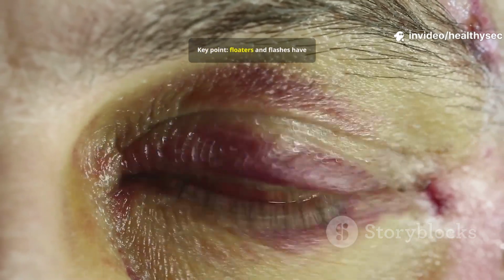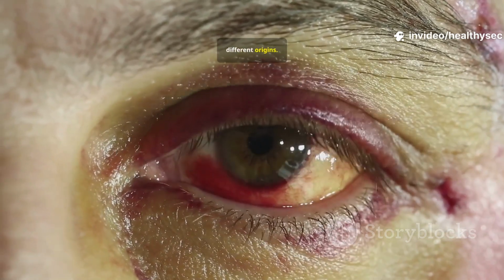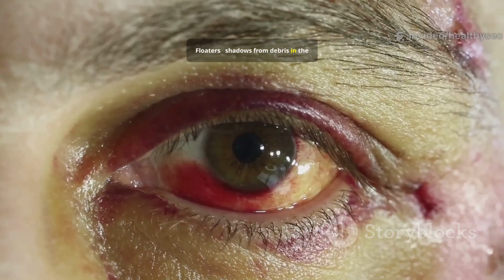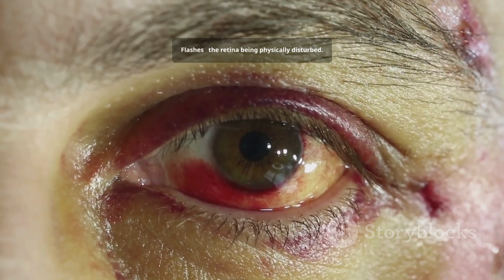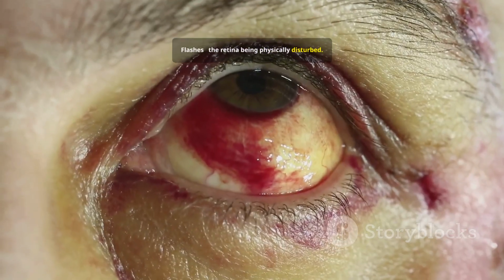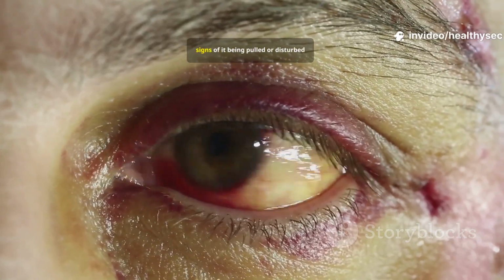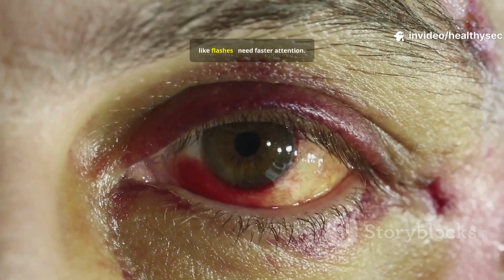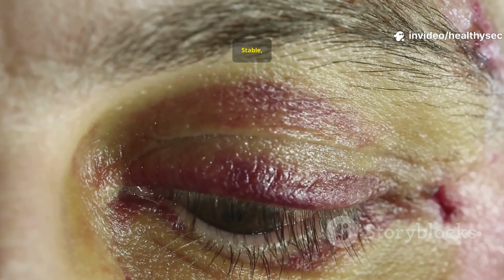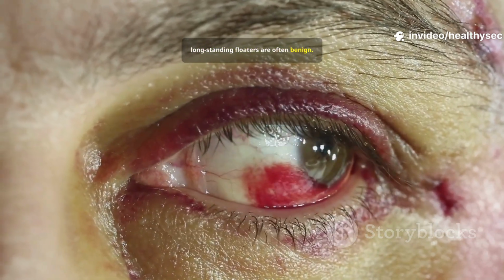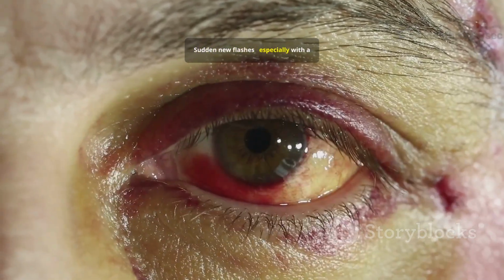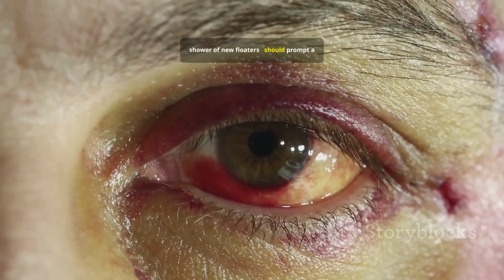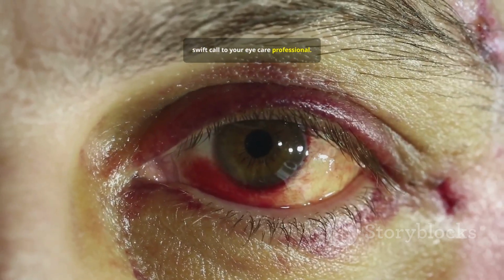Key point: floaters and flashes have different origins. Floaters, shadows from debris in the vitreous gel. Flashes, the retina being physically disturbed. Because the retina is critical for vision, signs of it being pulled or disturbed, like flashes, need faster attention. Stable, long-standing floaters are often benign. Sudden new flashes, especially with a shower of new floaters, should prompt a swift call to your eye care professional.